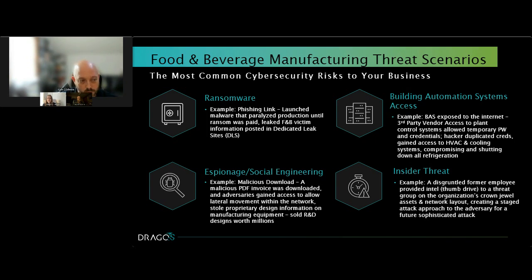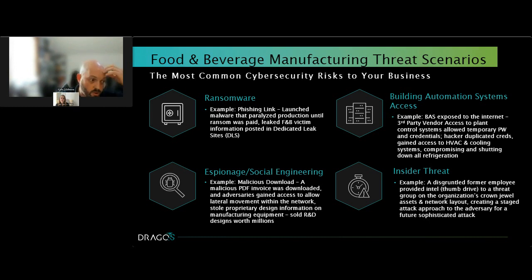Building automation system access. For me, this is one of the bigger aspects of food and beverage scenarios. And it's not just building automation system access, it's any kind of third-party access into your OT environment of any sort, and the window that opens up that adversaries can potentially take advantage of, especially if you're not monitoring and paying attention to what's going on there.